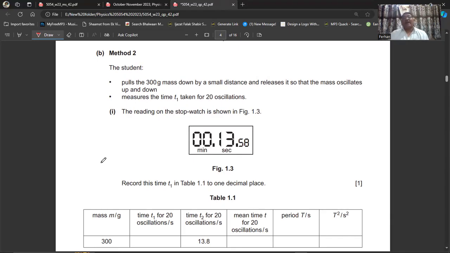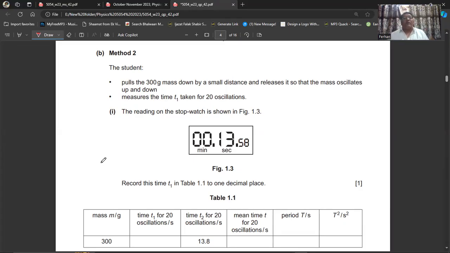Now we are coming to another method of finding the spring constant. The student pulls the 300-gram mass down by a small distance and releases it so that the mass oscillates up and down. Measure the time t1 taken for 20 oscillations. So he will pull the 300 gram mass downward and then release it. Now that mass will oscillate up and down, up and down. So you have to note down the time for 20 oscillations.